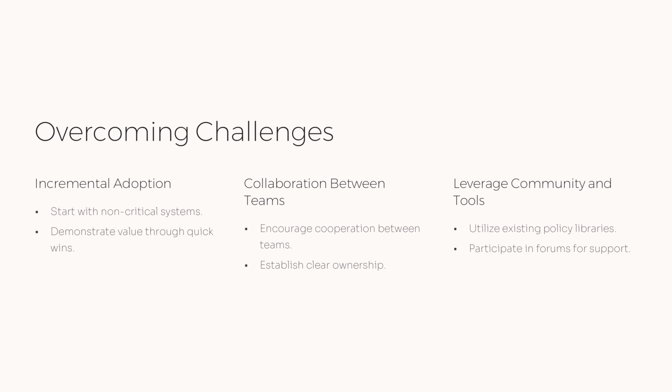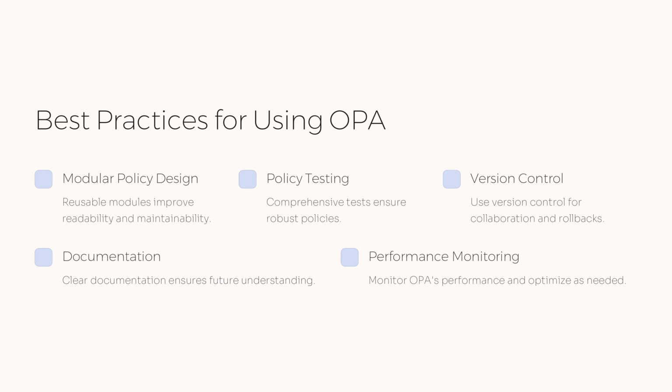roadblocks you might encounter. When implementing Open Policy Agent, OPA, adhering to best practices is key to achieving optimal results. First, focus on modular policy design. By creating reusable modules, you enhance the readability and maintainability of your policies, making it easier for different team members to understand and contribute. Policy testing is another critical element. Implement comprehensive tests to ensure that your policies are robust and function as intended under various scenarios. This practice helps in catching errors early and maintaining policy integrity over time.